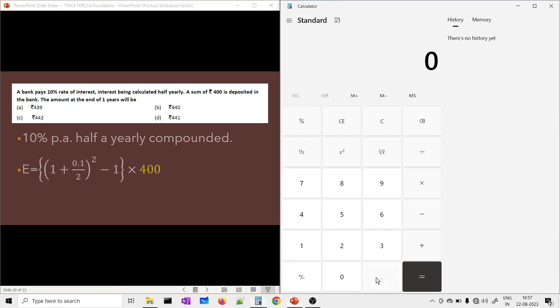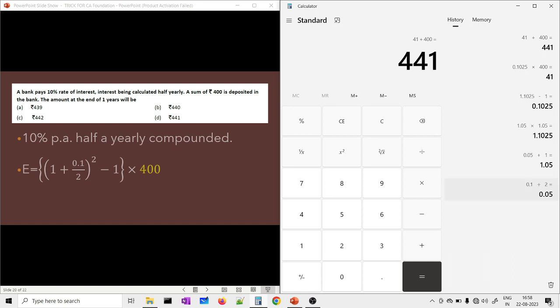Let us just start. So it's nothing but 0.1 divided by 2. Why divided by 2? Because half yearly. Then plus 1, square. So multiply, equal to minus 1. Then multiply with 400 to get what? This will give us the interest earned, that is nothing but 41. 41 is the interest, but we want the amount. So we'll add it to the principal. Principal was 400. And that is nothing but 441. That is nothing but option D.